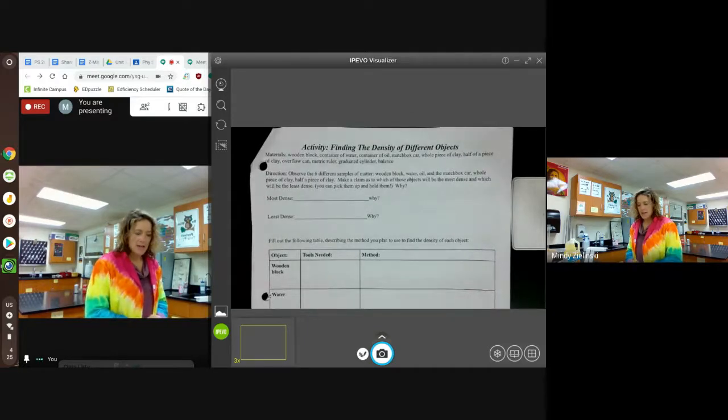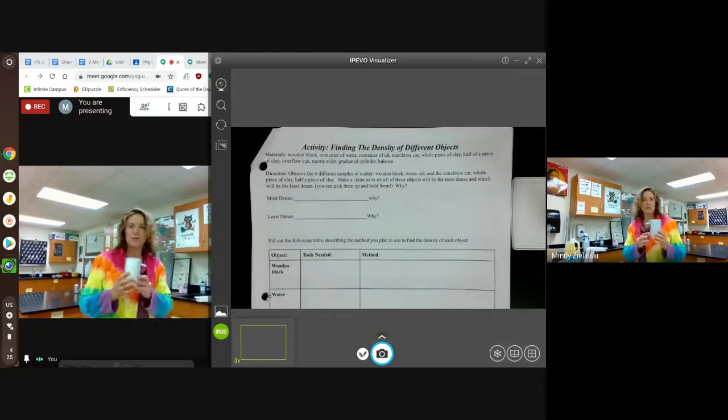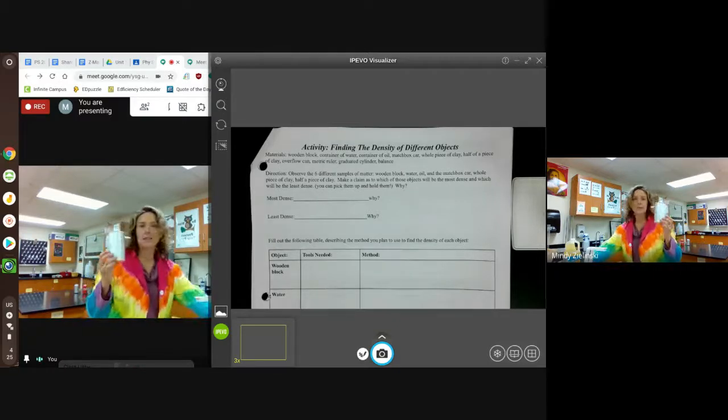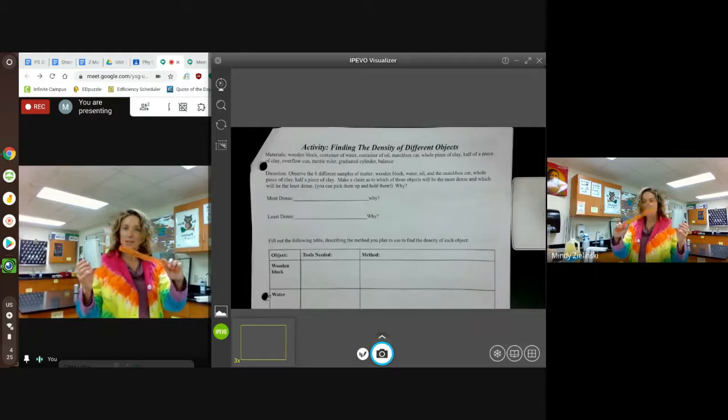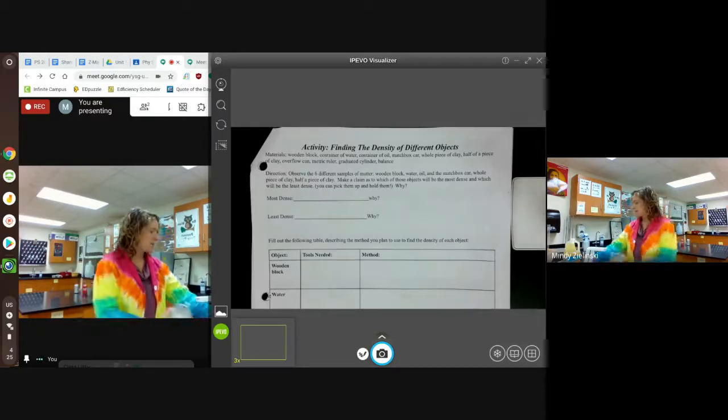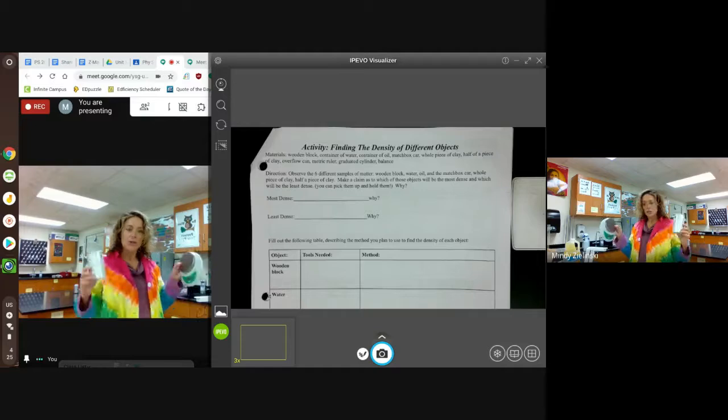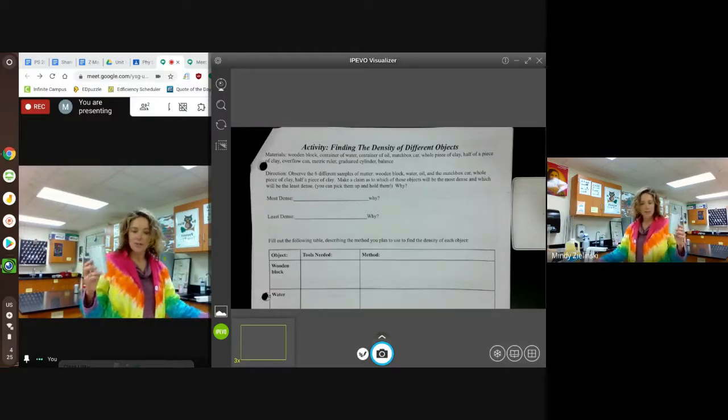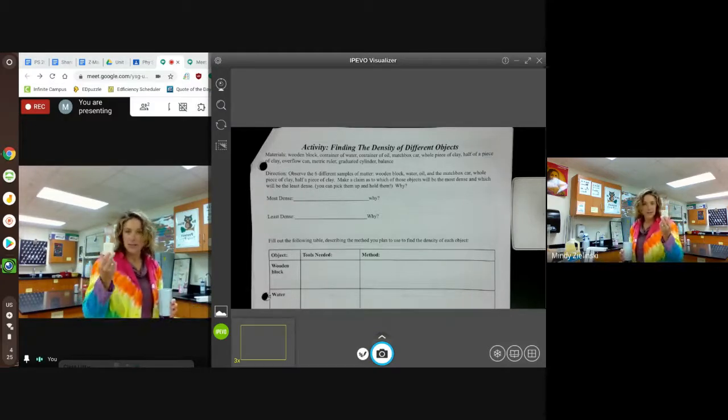And then I want you to brainstorm what tools. So think of the typical tools we've used to collect volume. We've done things like this before. We've used a ruler to collect volume. Scales are things that we've used. So what tools are you going to need to accurately collect the density? If you were asked to do the density of these different things, what would you need?